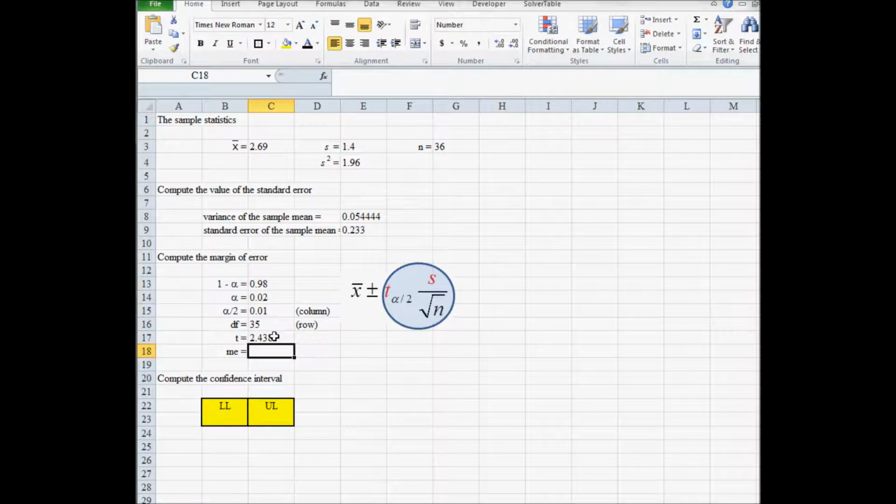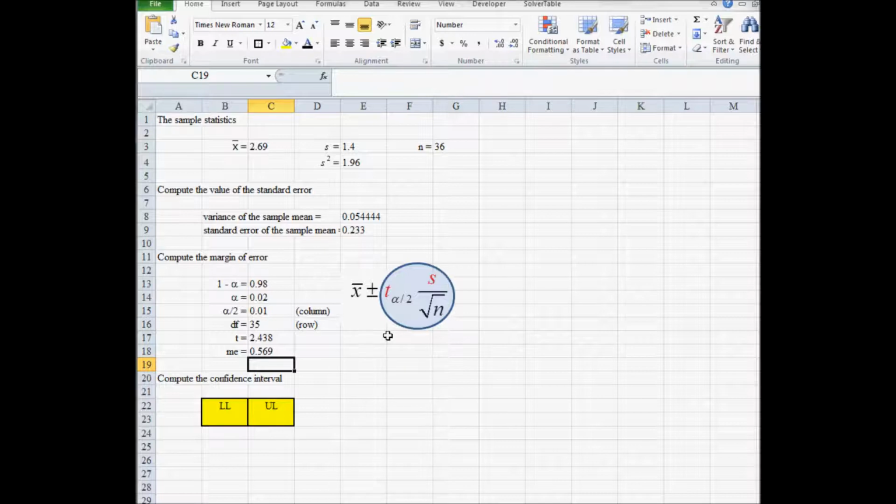Now the margin of error is the estimated standard error times the t-value. So all we have to do is multiply the t-value times the standard error, and we get 0.569.